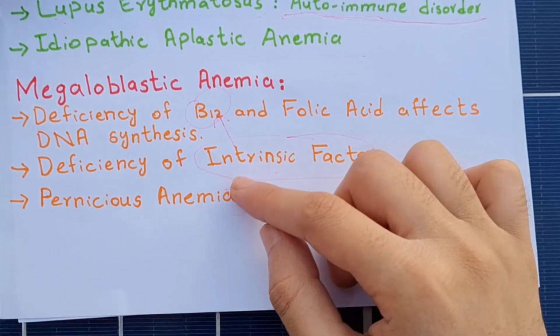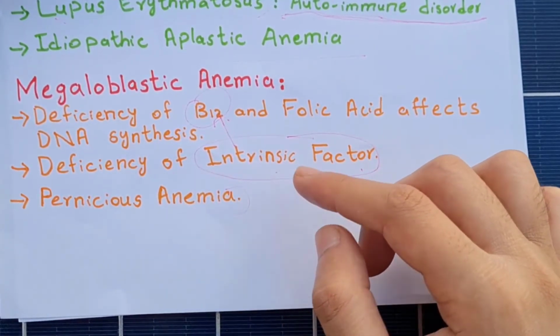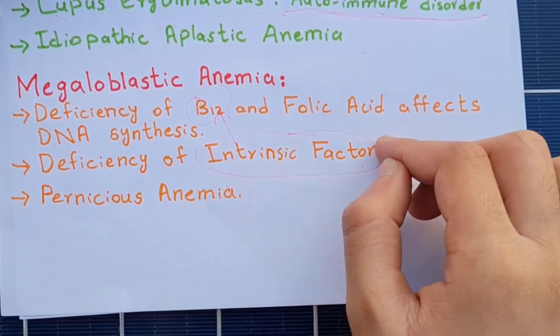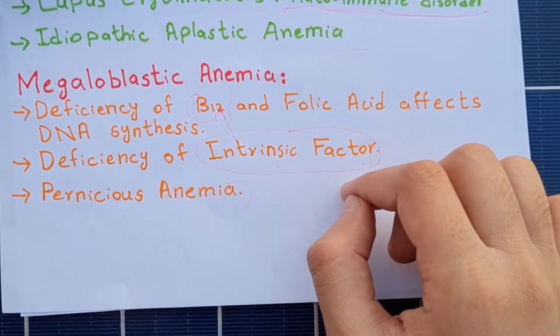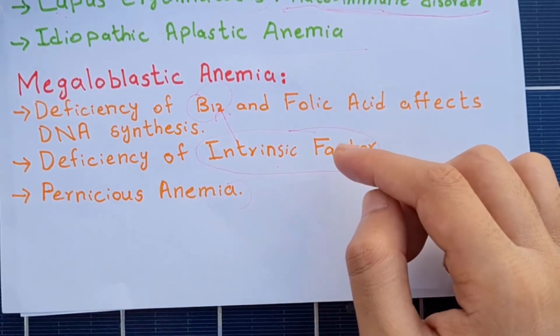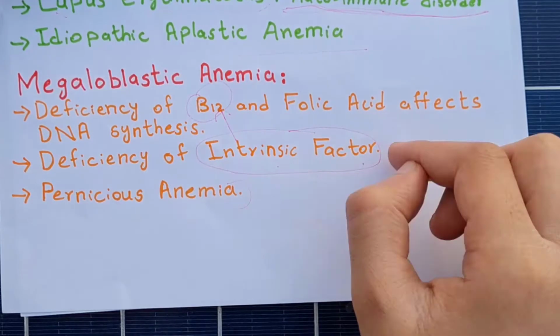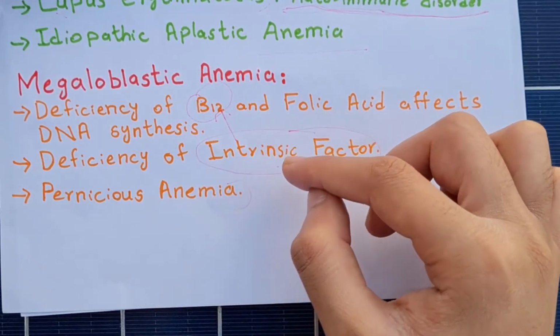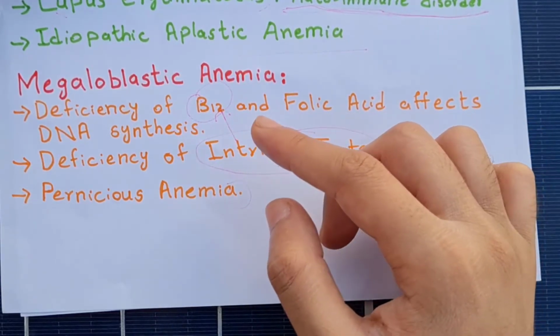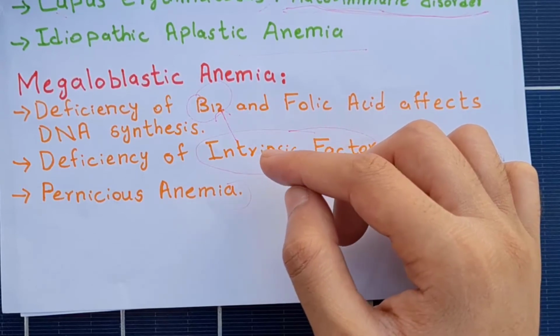Actually, vitamin B12 requires a specific molecule for its absorption known as intrinsic factor. This intrinsic factor is produced by parietal cells of our gastric mucosa. This intrinsic factor, when released in the stomach, attaches to vitamin B12 and helps in its absorption.